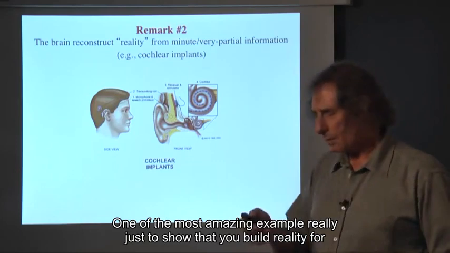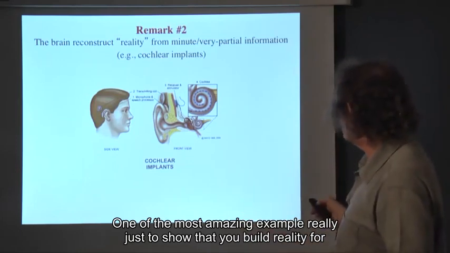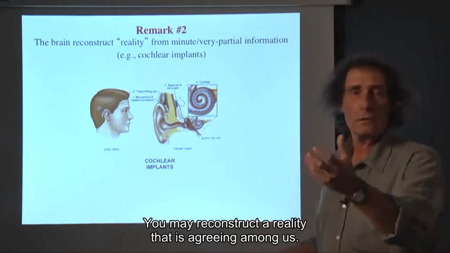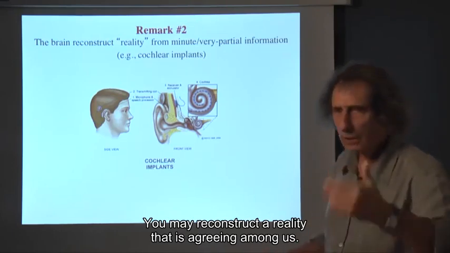You believe that there are trees there. Of course, there are no trees there. Trees is a consensus between us. There are faces there. There is some structure. We agree among us through learning that this is a face. And one of the most amazing examples, really, just to show that you build reality from very minute information, you may reconstruct a reality that is agreed among us.